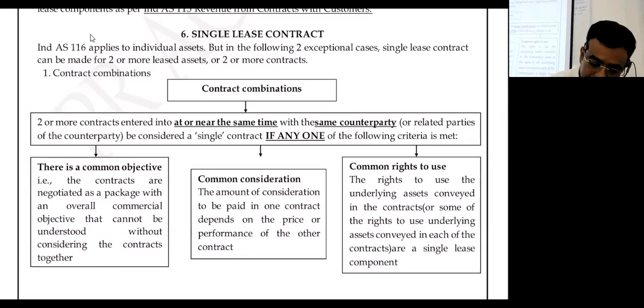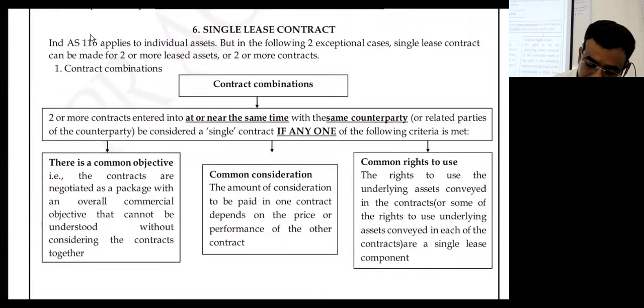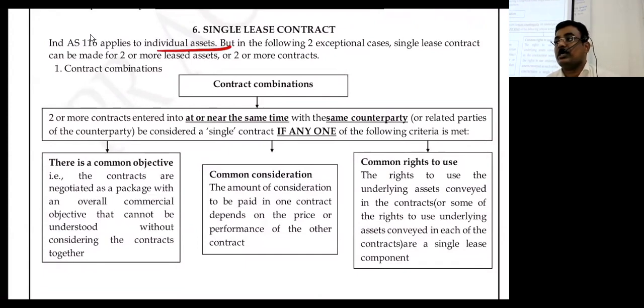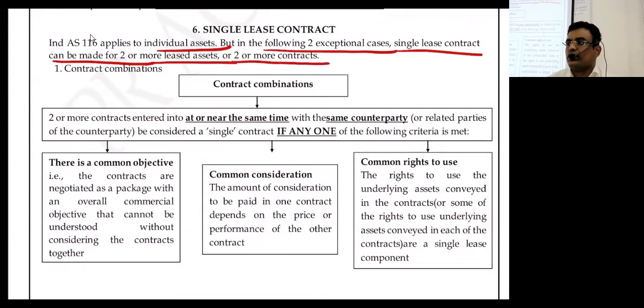Okay, now IND AS 116 applies to individual assets. There also a contract has to come separately, one contract each. But sometimes they will combine together, when it is not distinct goods or services. But the following two exceptional cases, a single lease contract can be made for 2 or more leased assets or 2 or more contracts. Hopefully you are clear now.